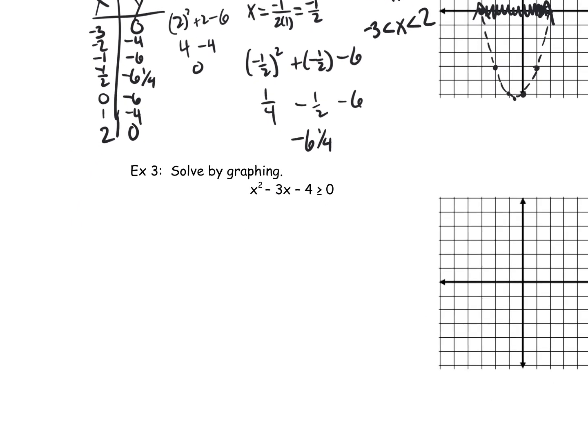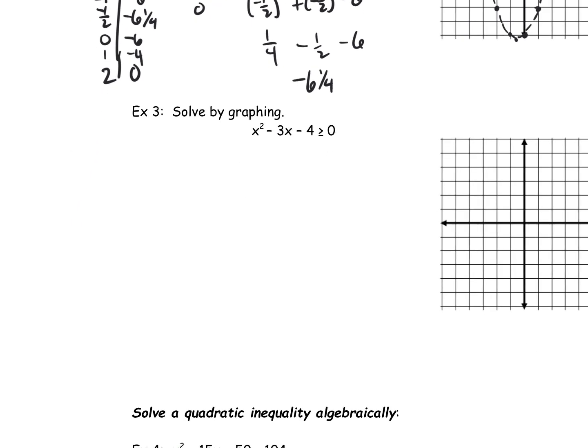All right, so another example here: x squared minus 3x minus 4 is greater than or equal to 0. Greater than means this time we're looking at when the graph is above the x-axis. So again, find the axis of symmetry. Well, actually, the first thing we need to do is write this as an equation that we can graph. So y equals x squared minus 3x minus 4.